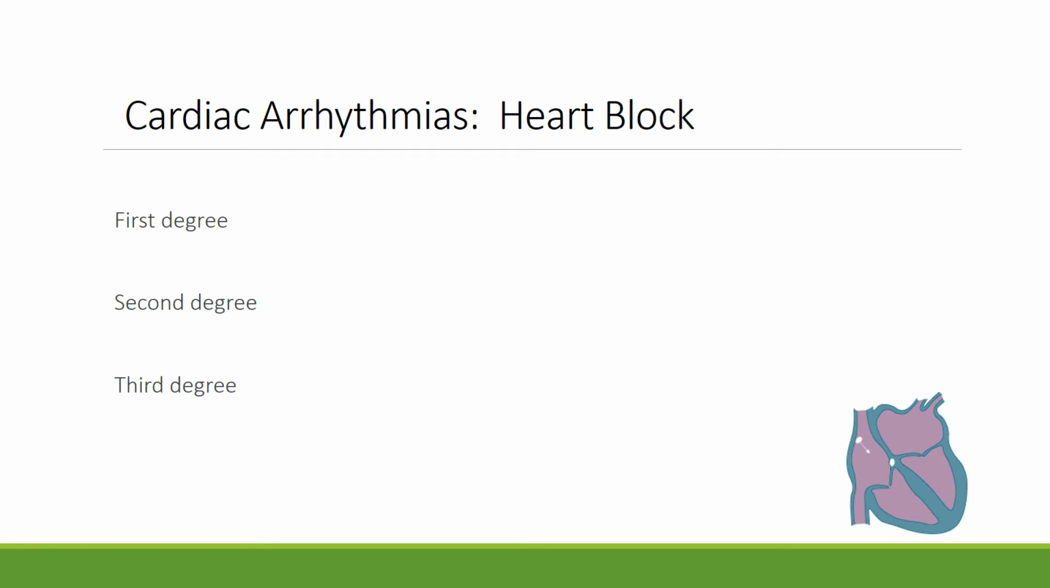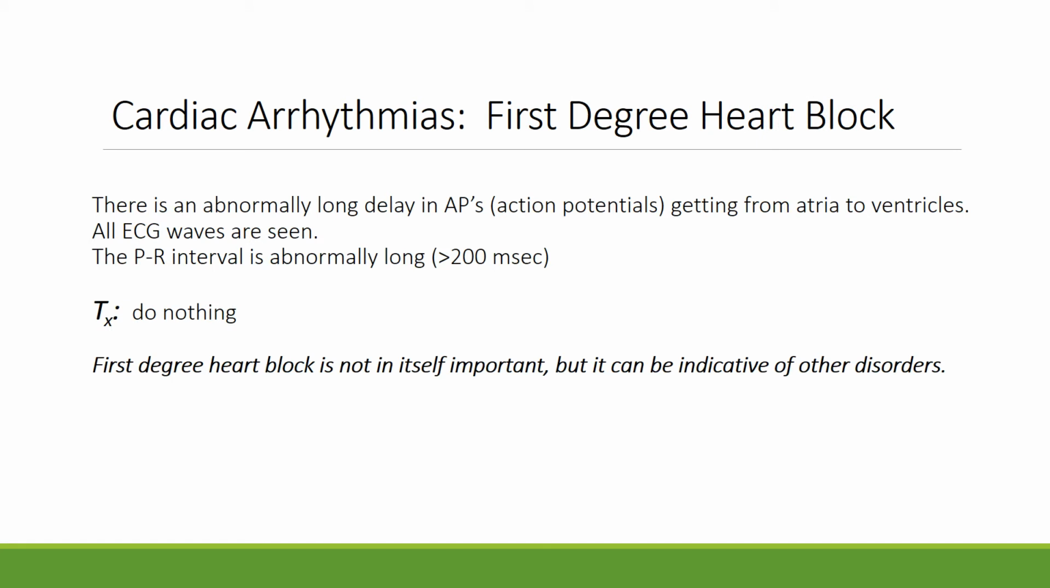There are 3 degrees of heart block. They are first degree, second degree, and third degree. In first degree heart block, all the ECG waves are seen. The PR interval, though, is abnormally long, greater than 200 milliseconds, and the reason for this is there's a long delay in the action potentials getting from the atria to the ventricles. The treatment for this is to do nothing. First degree heart block is not important in itself, but it can be indicative of other conditions or disorders.